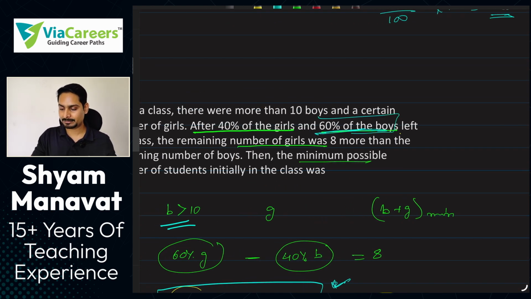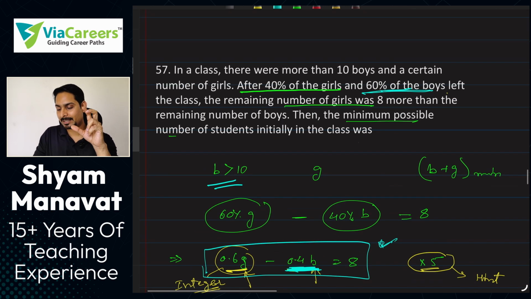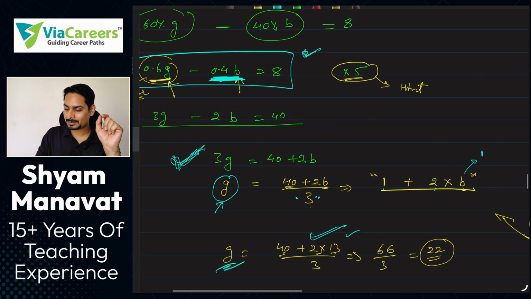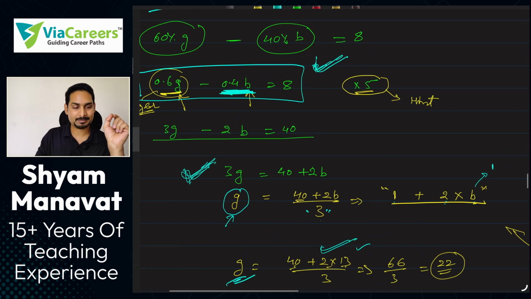60% of boys who left the class, after that, the boys remaining in the class should be an integer value. Decimal boys कैसे हो सकते हैं यार? आप कैसे बोल सकते हो कि you have 5.2 boys left in the class? Not possible ना. तो ये हमें लगाना है क्या? Is something called common sense. We have to use it. Okay. So that's why this equation also you have to keep in mind.